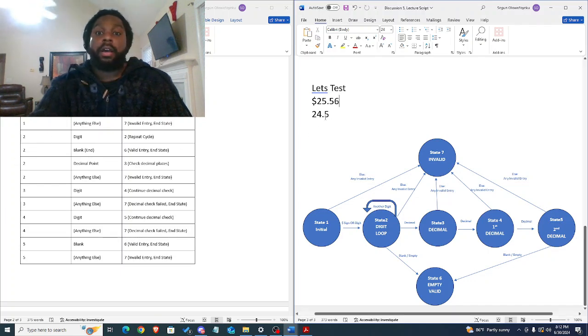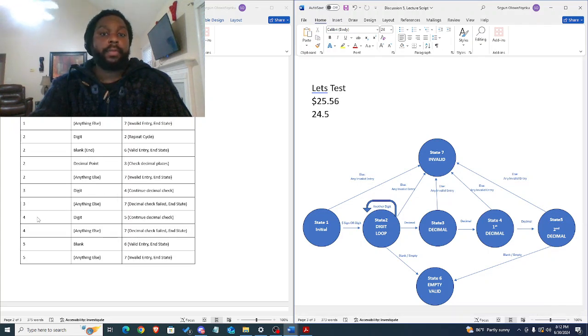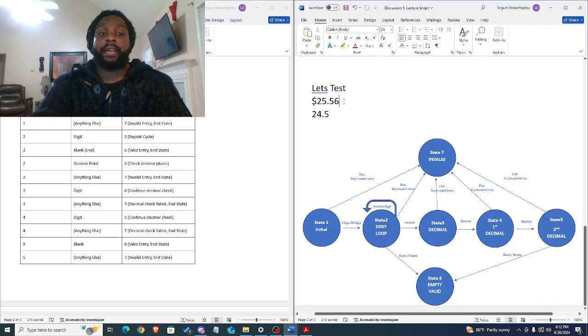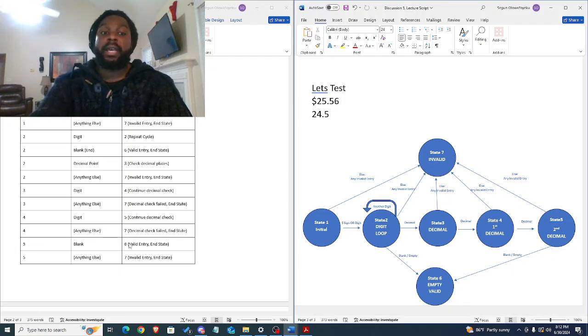At state 3, our fourth input is a digit, so we can move on to state 4. At state 4, our next input is another digit, so we can move on to state 5. And at state 5, the only valid entry is a blank, so a termination point, which is exactly what we have here. And therefore, we move on to state 6, which means our entry is valid and it can be accepted.